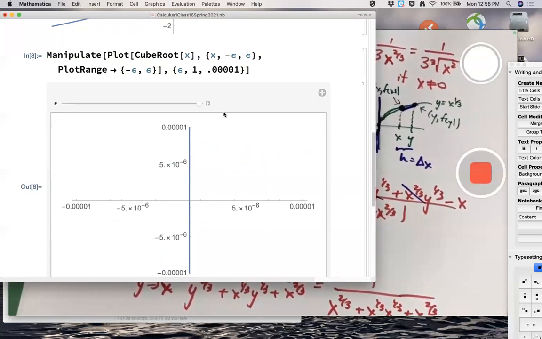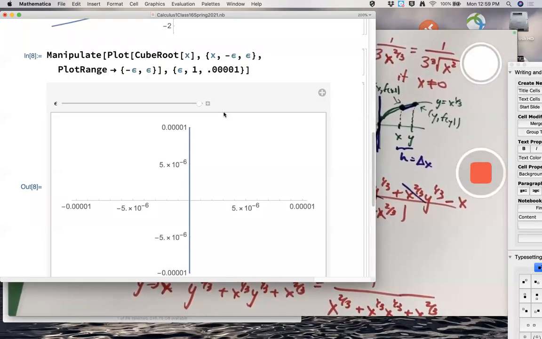Is it the y-axis? No, it's actually not. It actually still passes the vertical line test. But it gets so close to being vertical that the tangent line itself actually is vertical. Kind of a weird thing to realize.